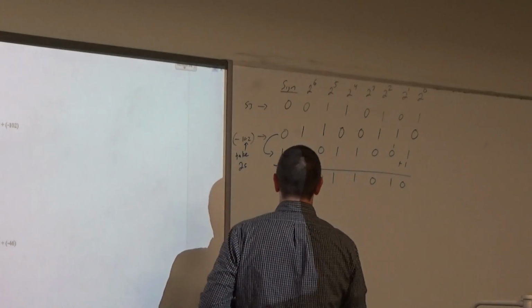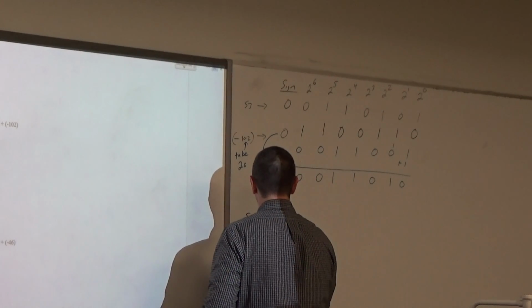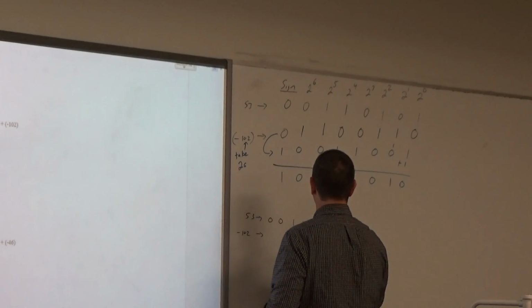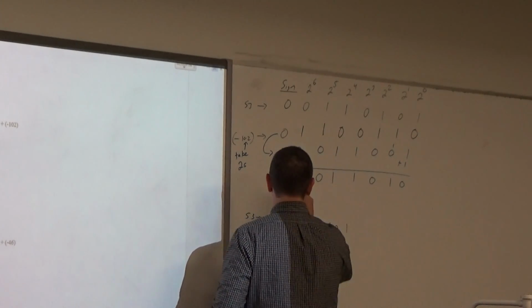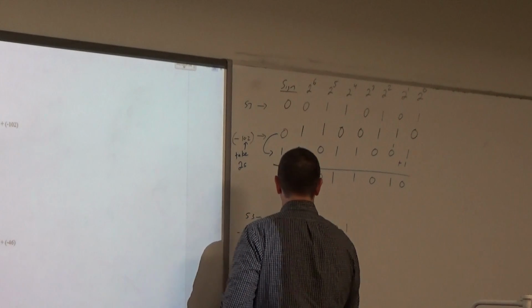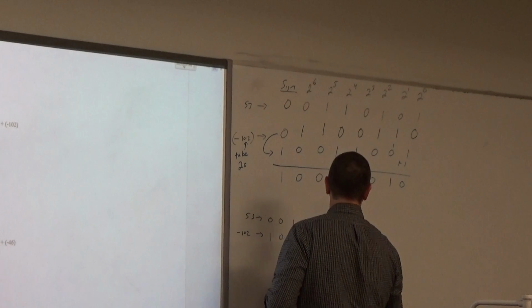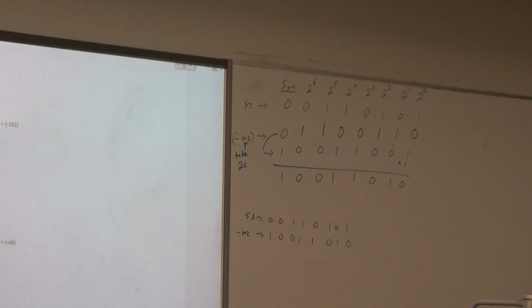So, I'm going to take our 53 and our negative 102. 53 was 0, 0, 1, 1, 0, 1, 0, 1. Negative 102, I'm going to use what's in blue here, 1, 0, 0, 1, and then 1, 0, 1. Let me get these right, guys, sorry. And all we're going to do, guys, is just add those two together. Okay, so let's go ahead and add them.